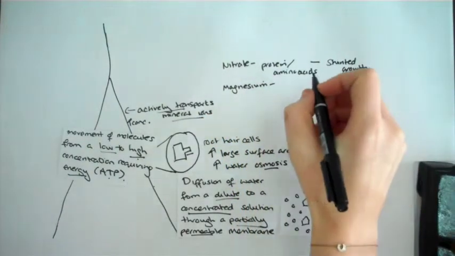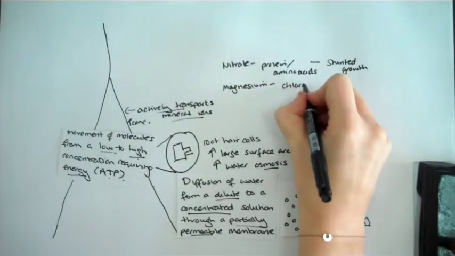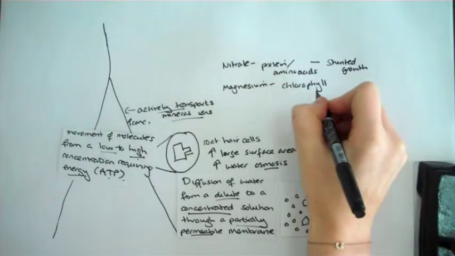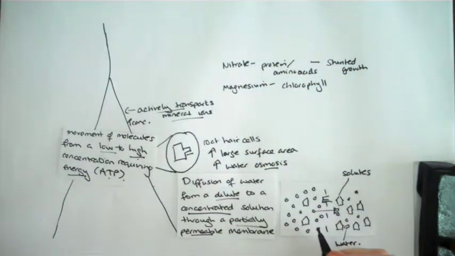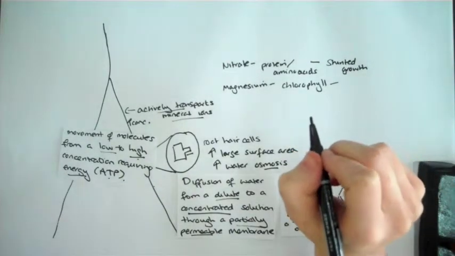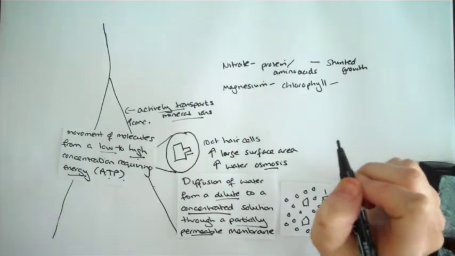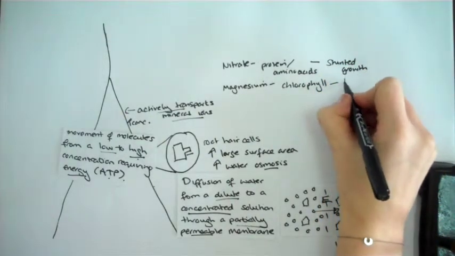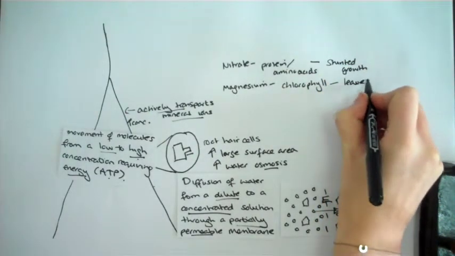Magnesium is used to make chlorophyll. As you know, chlorophyll is the site of photosynthesis, so very important in plants. Chlorophyll is also the green pigment. It's a reason that leaves are green. And if there isn't enough chlorophyll, the leaf of the plant will be yellow.